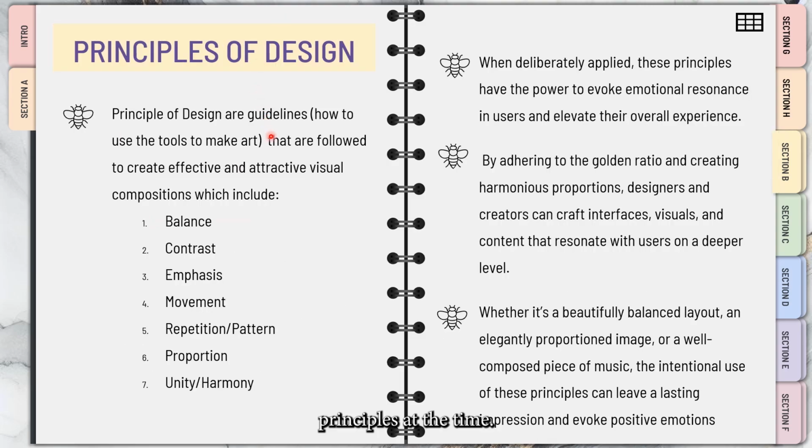Principles of design. The principles of design are guidelines that are followed to create effective and attractive visual compositions in your artwork. Here are the 7 listed here. We have balance, contrast, emphasis, movement, repetition or pattern, proportion, unity or harmony. And we will talk about each of these individually with examples later on in this presentation.